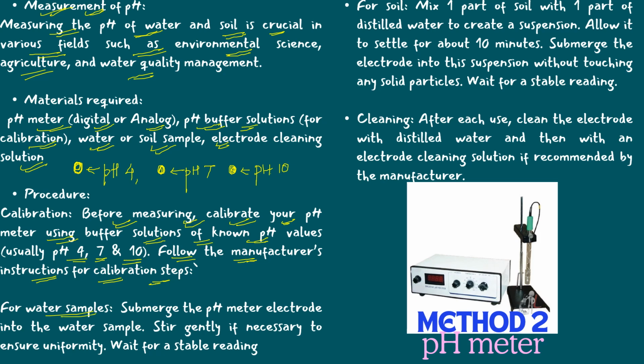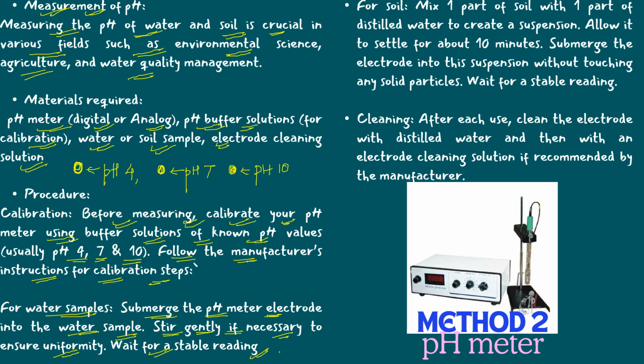For a water sample, submerge the pH meter electrode into the water sample, stir gently if necessary to ensure uniformity. Wait for a stable reading. Then we will wait for a stable reading to get.